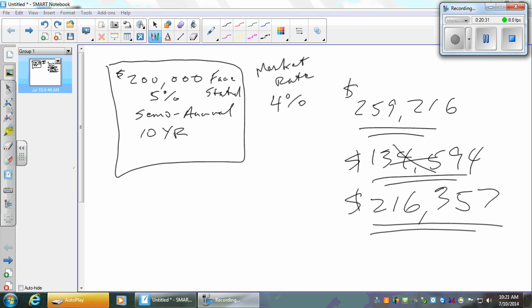You know what? That one looks better to me than the 259 because the 259 seems kind of big. The difference between 5 and 4%, right? That's what we're talking about here. Does anybody else have 216, 357? This is terrible. Oh, you do? We have a whole two people?